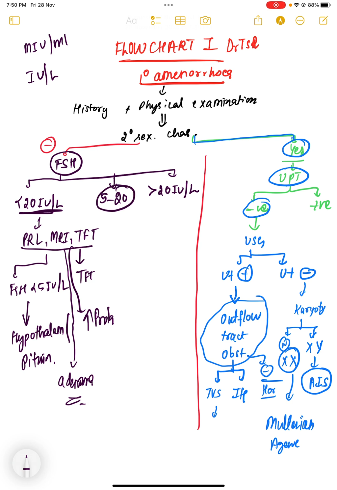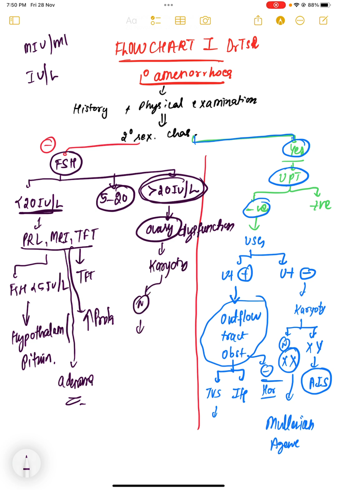If FSH is more than 20, that means there is a problem in the ovary, ovarian dysfunction. According to the negative feedback, FSH is increased. Ovarian dysfunction means you do karyotype. If the karyotype is normal, that means she has some problem with her ovary, ovarian insufficiency. If the karyotype is abnormal, mainly it will be Turner syndrome. Okay, so that is about FSH more than 20.